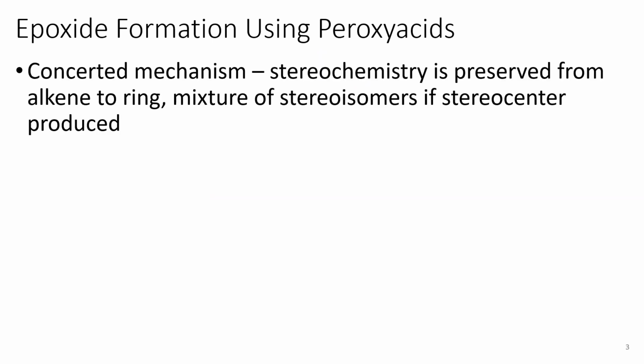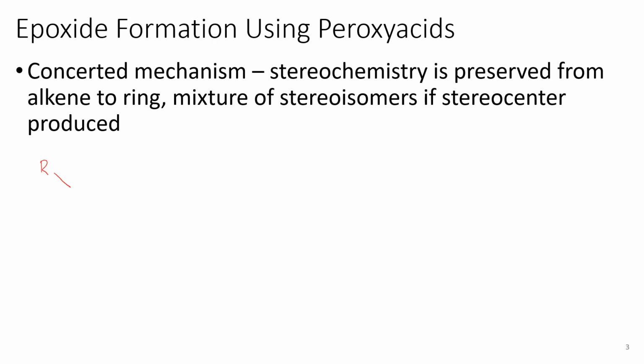What we will see through this reaction is that it is a concerted reaction. Concerted reactions or concerted mechanisms are mechanisms that basically take place in one step. So all the stereochemistry is preserved from the alkene to the ring. There can be a mixture of stereoisomers in terms of R and S if a stereoisomer is produced. Because the alkene is planar, we can see it attack from the top face or the bottom face. But the key is that if it was trans to begin with, it will stay trans in the epoxide ring.